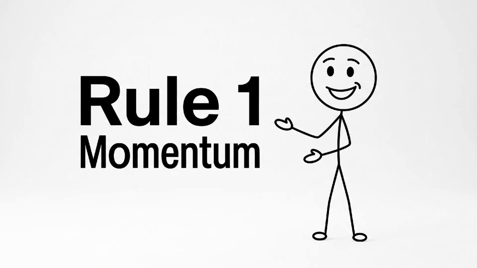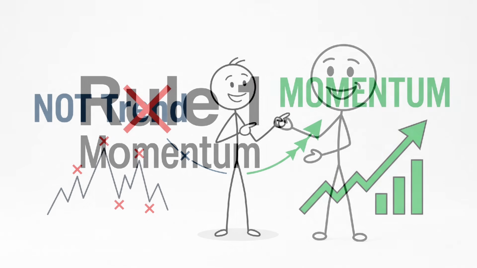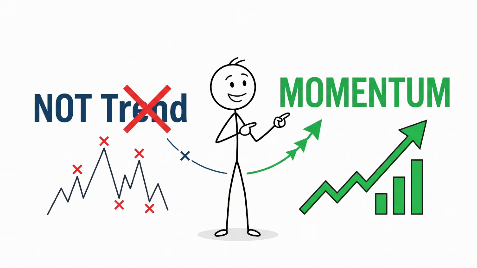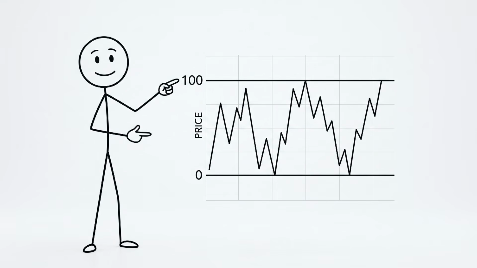Rule 1. Understand what the stochastic oscillator actually measures. Before you can use it correctly, you need to understand what it's telling you. The stochastic oscillator does not measure trend. It does not predict the future. It measures momentum. Specifically, it measures where the current closing price sits relative to the recent trading range.